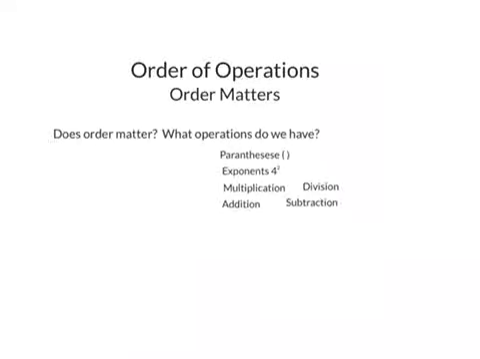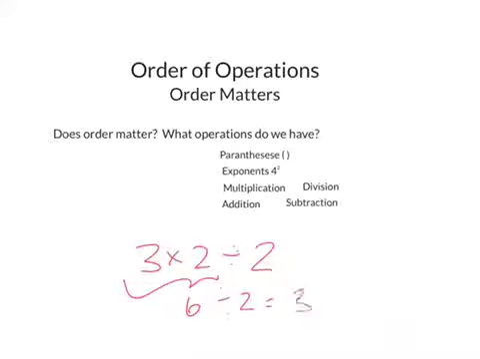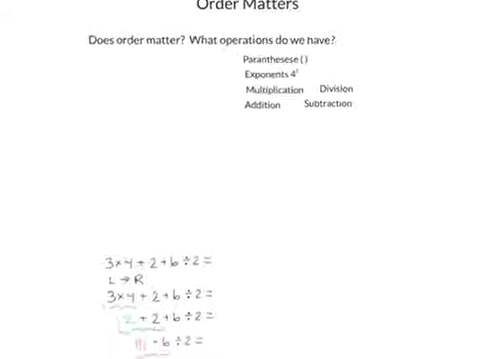Okay? So for example, with multiplication and division, if you have 3 times 2 divided by 2, it's not a very good example, but 6 divided by 2 is 3. You could do the division first too: 3 times 2 divided by 2 is 1, and that's 3. It doesn't matter whether you do the multiplication or the division first. If they're right next to each other, either one can go first.